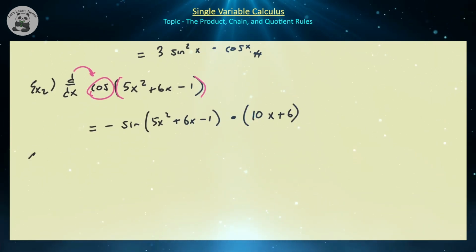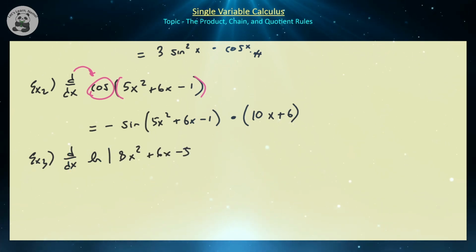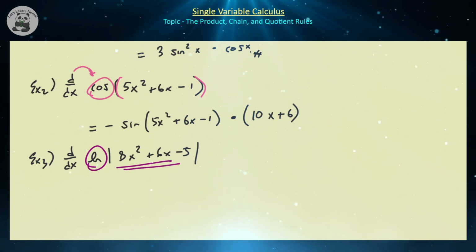Let's look at a couple more. So example 3. Suppose we want the derivative of the natural log of the absolute value of 8x squared plus 6x minus 5. You could just take this as the natural log of the quadratic, but the natural log of the absolute value of the quadratic allows the inside to be negative without any interference with the domain. So who controls who? The exterior function in this case is going to be the natural log function. The interior function would be that quadratic.